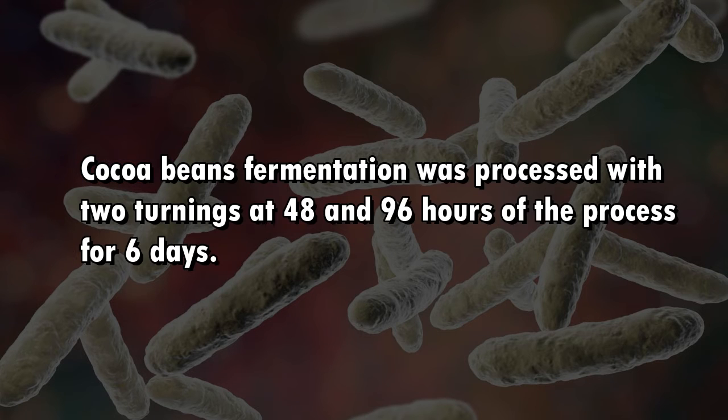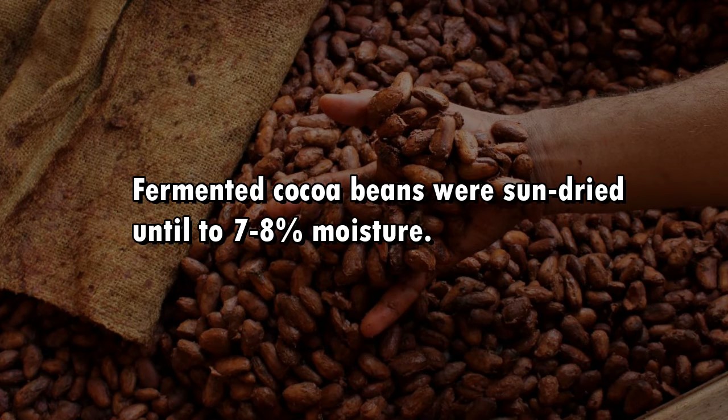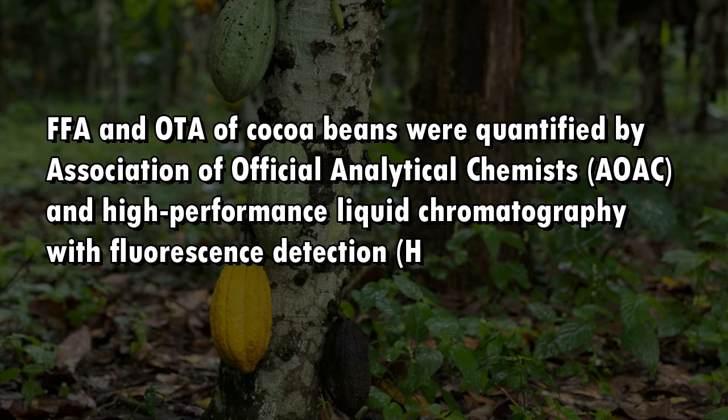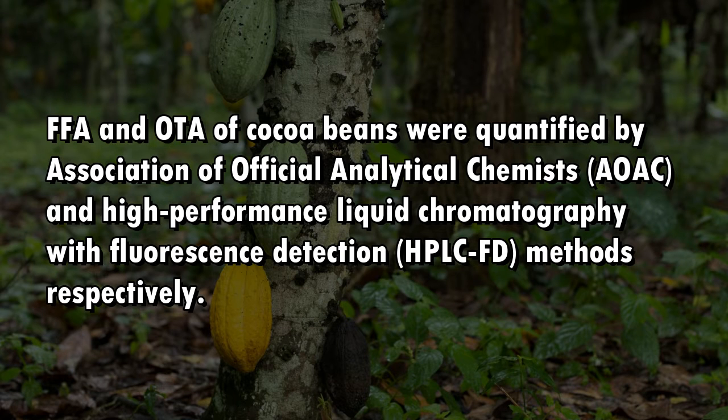Cocoa beans fermentation was processed with two turnings at 48 and 96 hours of the process for 6 days. Fermented cocoa beans were sun-dried until 7 to 8% moisture. FFA and OTA of cocoa beans were quantified by Association of Official Analytical Chemists (AOAC) and high-performance liquid chromatography with fluorescence detection (HPLC-FD) methods respectively.